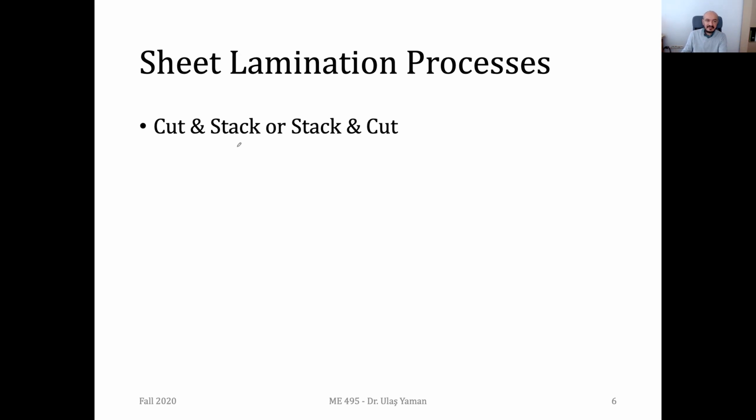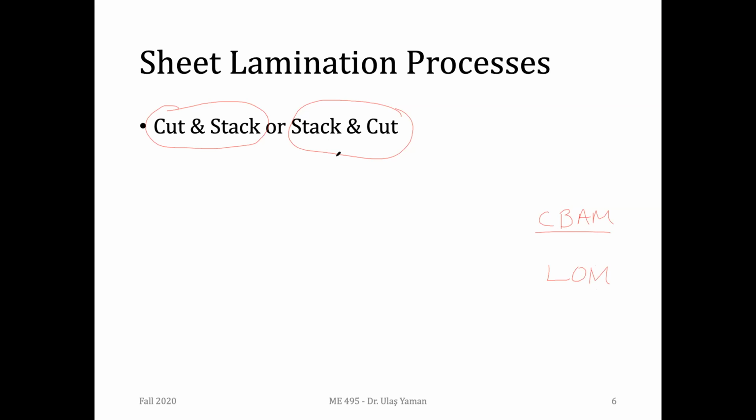So which process is that, CBAM or LOM? We discussed CBAM up to now. This was from Impossible Objects, and the other one we discussed in the previous slide is laminated object manufacturing. So which one is cut and stack, and which is stack and cut? LOM is cut and stack, and CBAM is stack and cut.